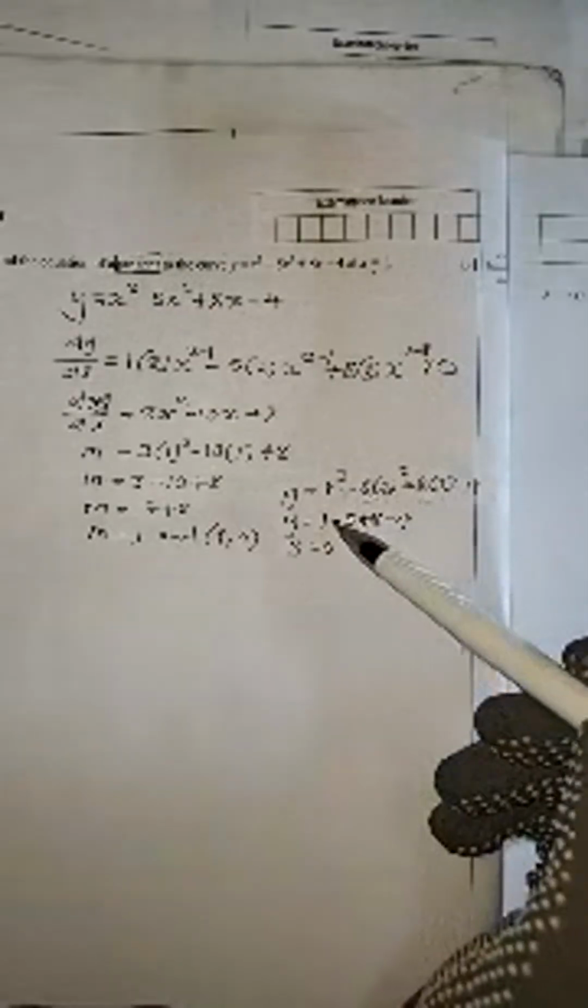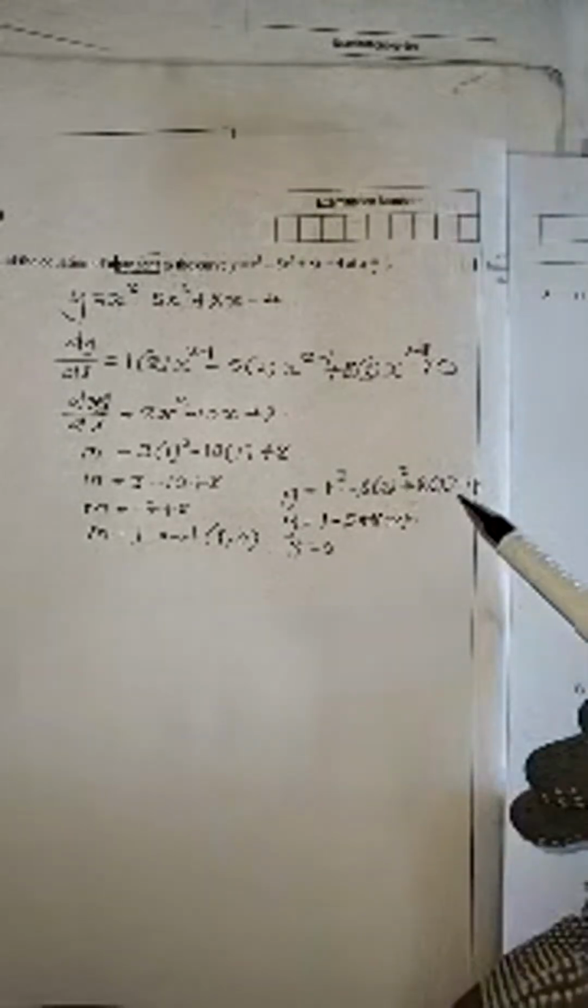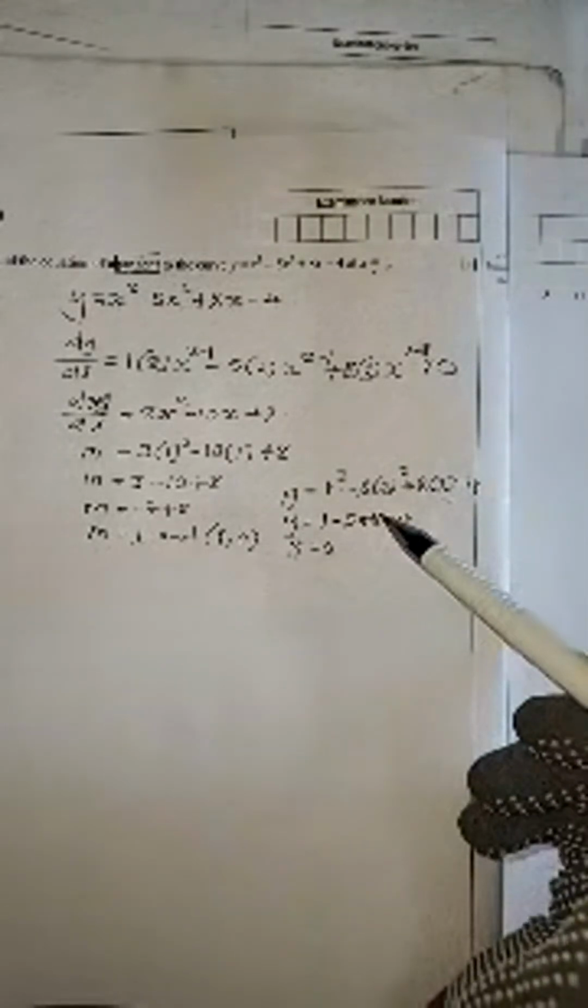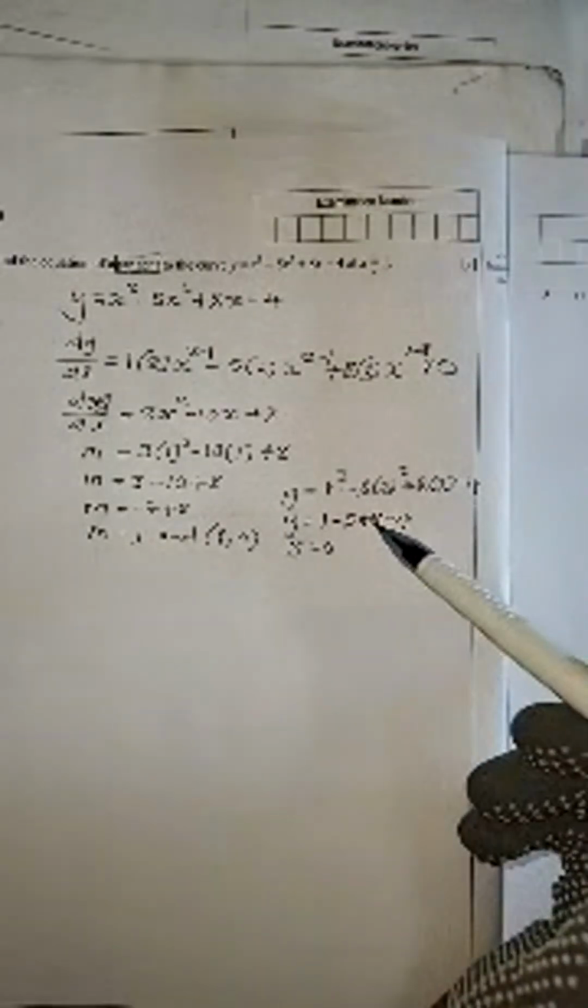Let me double check. I don't want to make a mistake. Well, we've reached here. 1 to the power 3 is 1. 1 to the power 2 is 1, times negative 5 is negative 5. 8 times 1, 8 rather. Then minus 4. 8 minus 4 is 4. Then here you have, yeah, this is correct.